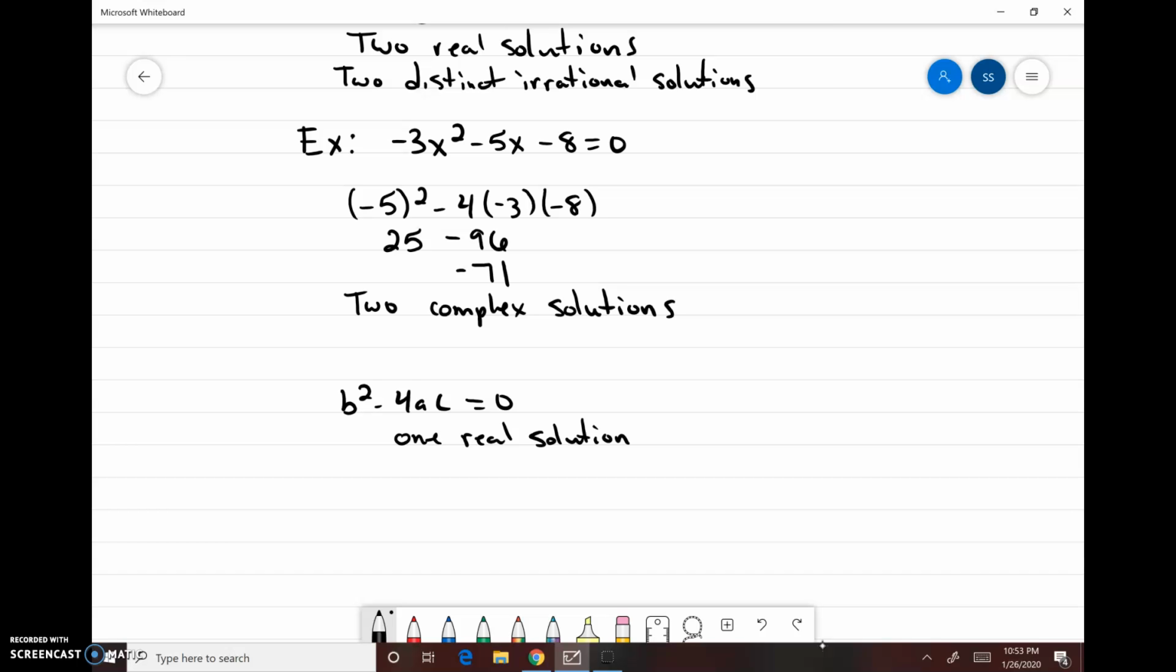All right, so this is just a part of the quadratic formula, the discriminant, which allows us to, again, find the number and the types of solutions a quadratic equation will have.